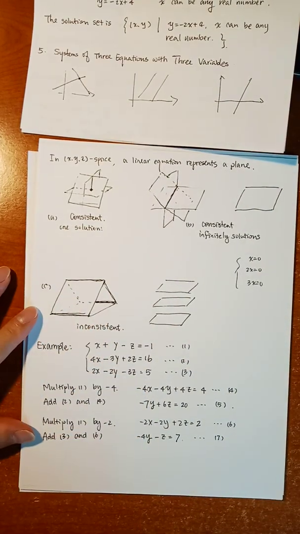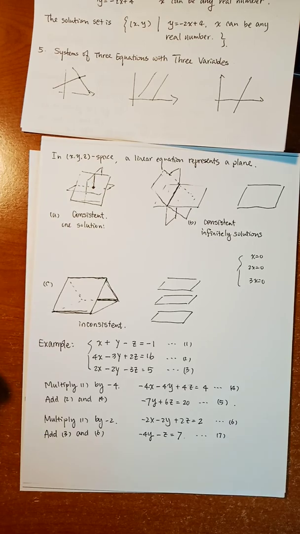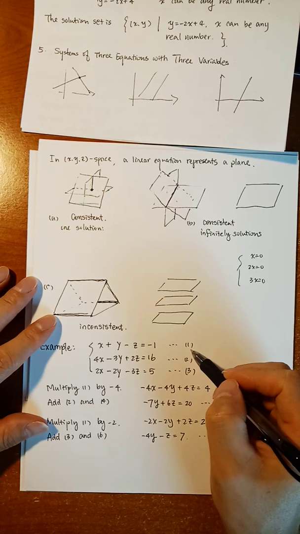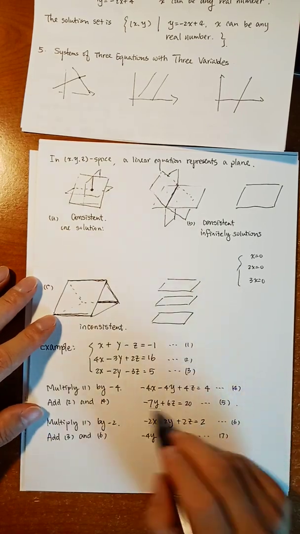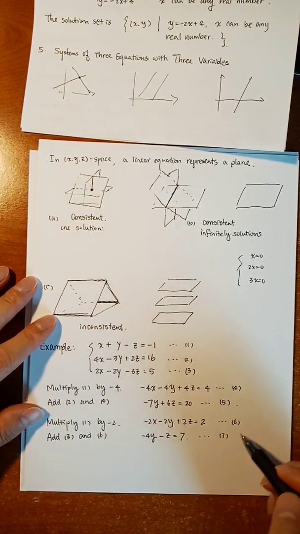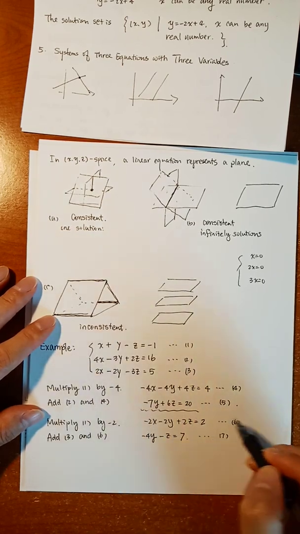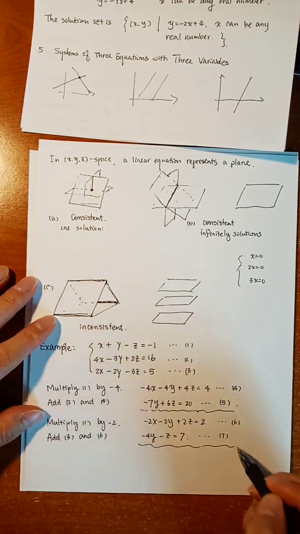All right, so what do we have? So far, we have the first equation and second equation added to give equation 4. Third equation added to equation 6. So you see here, equation 5 and equation 7.